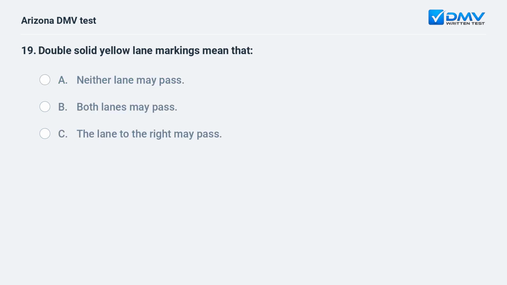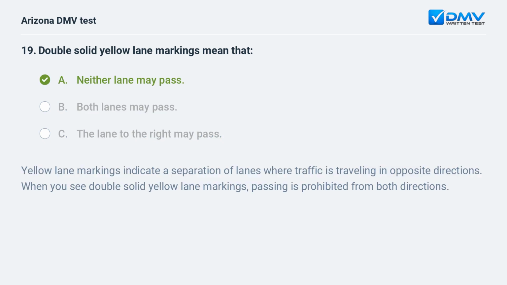Double solid yellow lane markings mean that A. Neither lane may pass. B. Both lanes may pass. C. The lane to the right may pass. A. Neither lane may pass. Yellow lane markings indicate a separation of lanes where traffic is traveling in opposite directions. When you see double solid yellow lane markings, passing is prohibited from both directions.